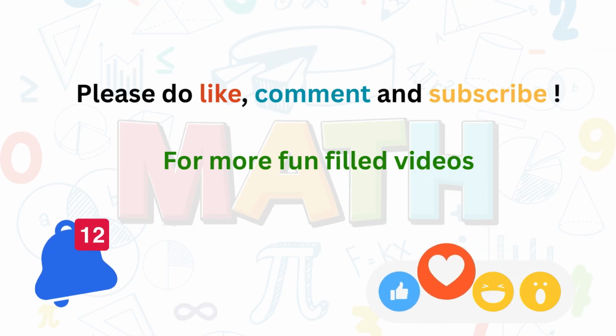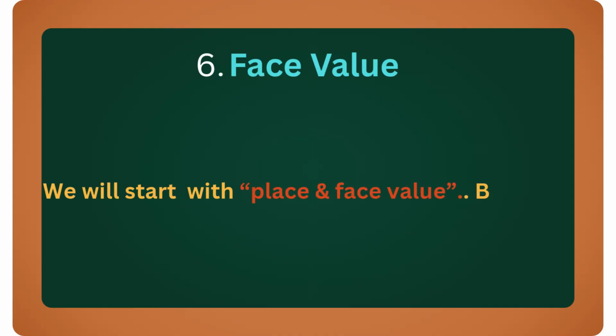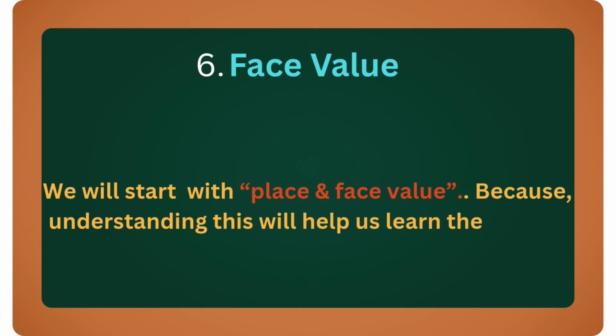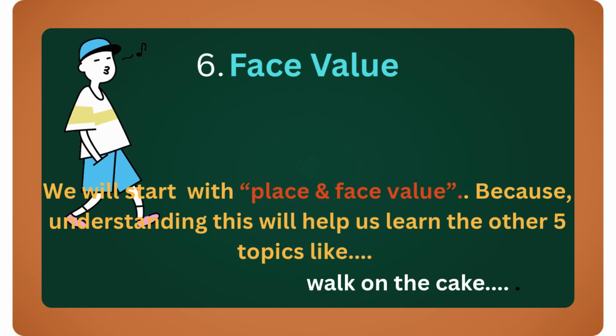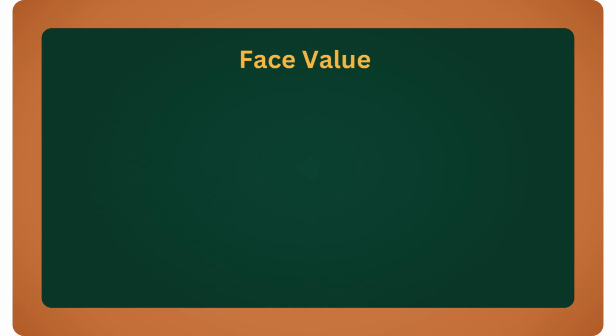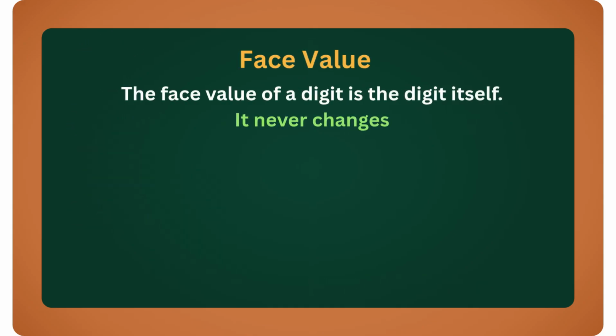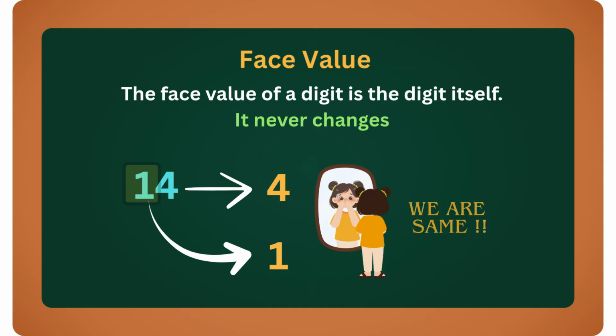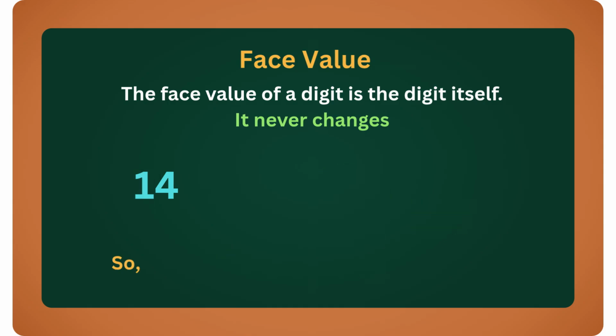Begin with face and place value. Once we crack this topic, all the other topics will be a piece of cake. The face value of a digit is the digit itself. It never changes. So here, face value of 4 is 4 and face value of 1 is 1.